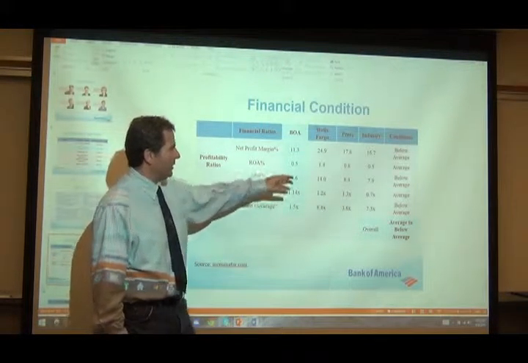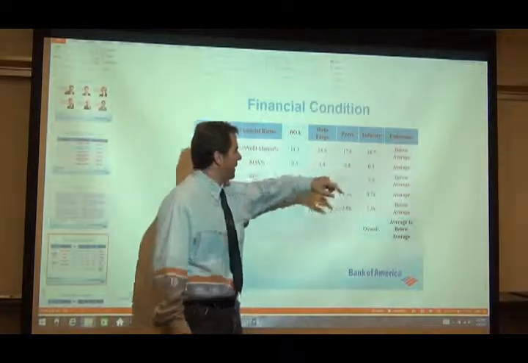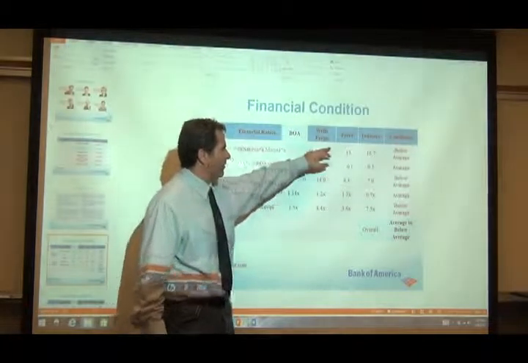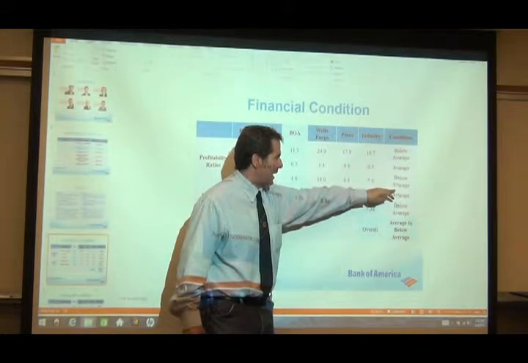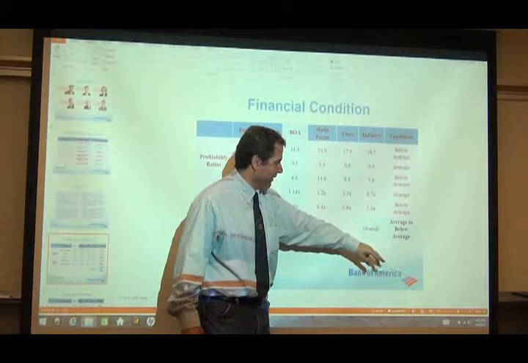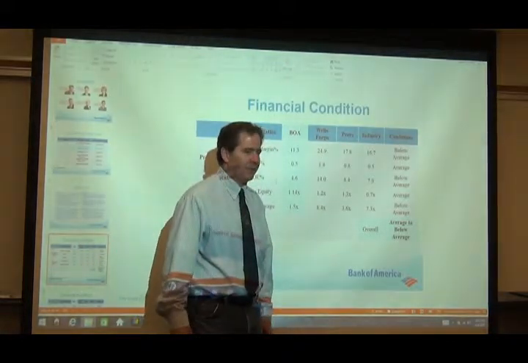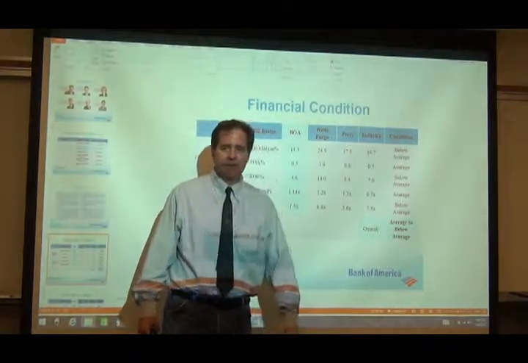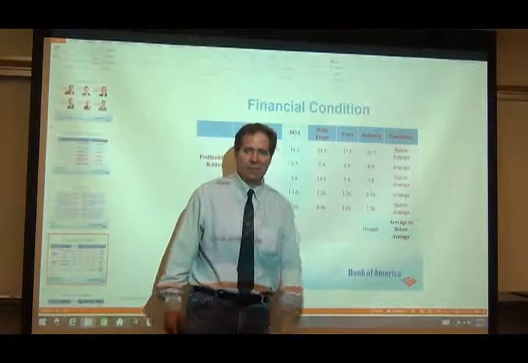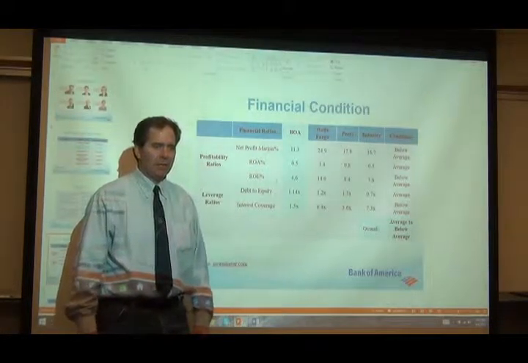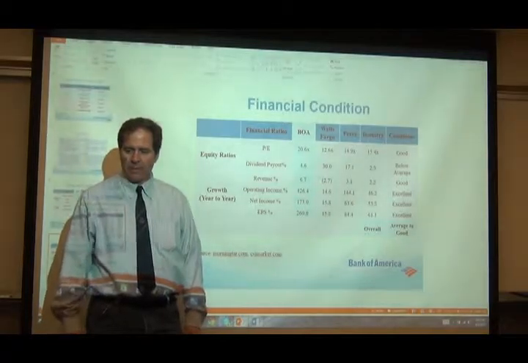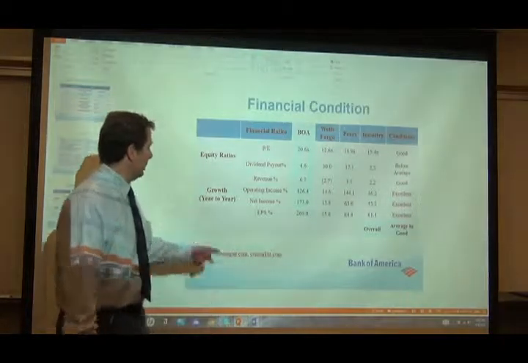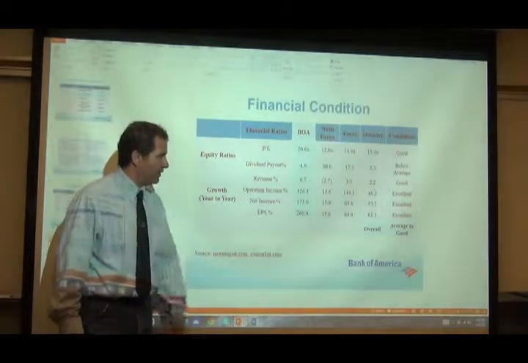And then you can see the conditions. So they're comparing B of A to the peers in the industry and coming up with below average, average, below average, average, below average, and overall financial condition below average. They have it bolded. It's easy to read. Just some key ratios. They have some other key ratios. They have the equity ratios and the growth rates.